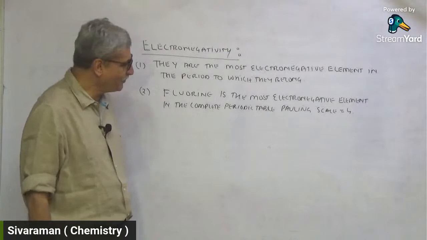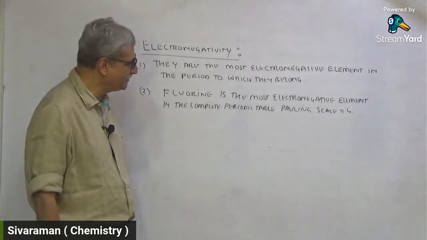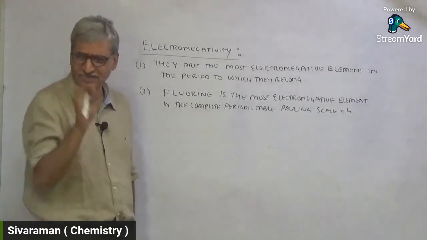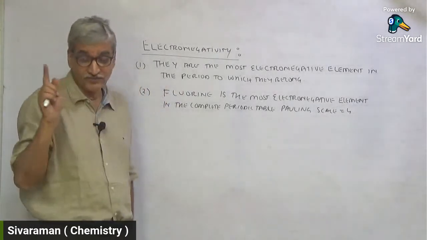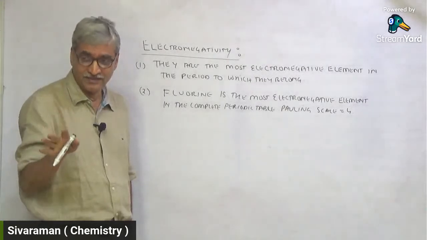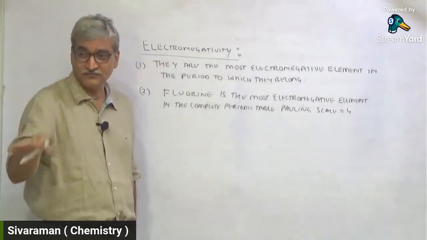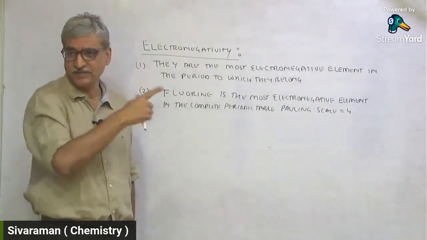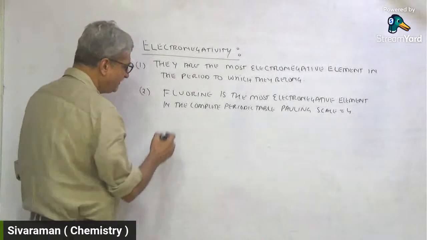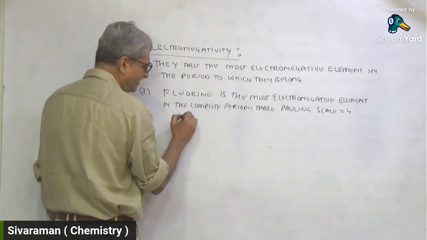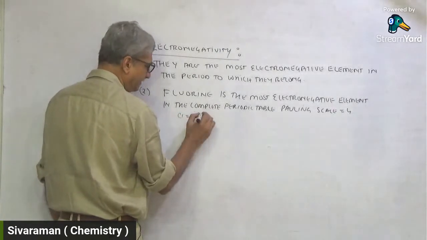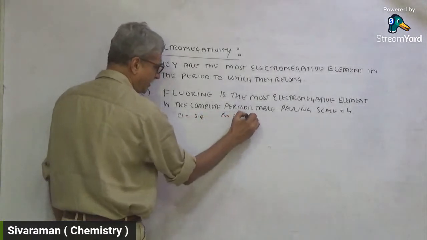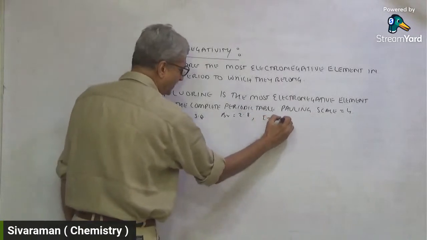So fluorine is the most electronegative element in the complete periodic table. Pauling scale is 4. Okay, so there are different scales. From the NEET point of view, today in the night we'll revise your 11th standard. What are the scales? It is clear, and how we are calculating it. The highest value is 4. So fluorine is 4, chlorine is 3.3, then bromine is 2.8 and iodine is 2.5.